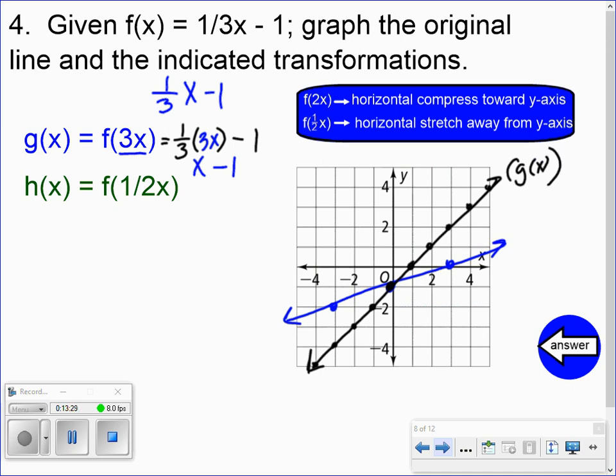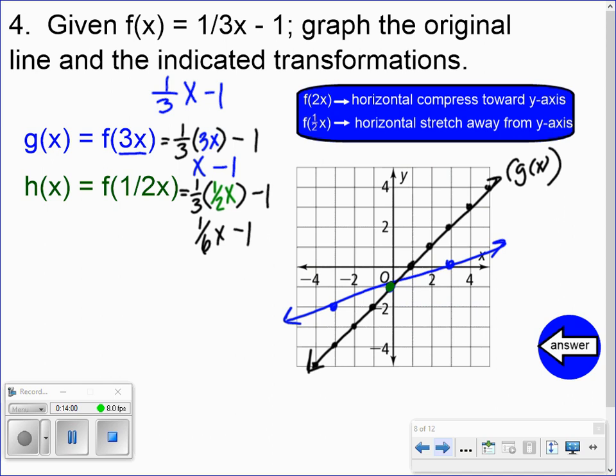If we look at h of x, again, we're taking our equation, which was 1/3 x minus 1, and we're evaluating it this time for 1/2 x. Again, this is going to be a horizontal stretch, so what we should see is that our graph moves away from the y-axis. So we do 1/3 times 1/2, which is 1/6 x, minus 1. Again, the minus 1 is not affected.